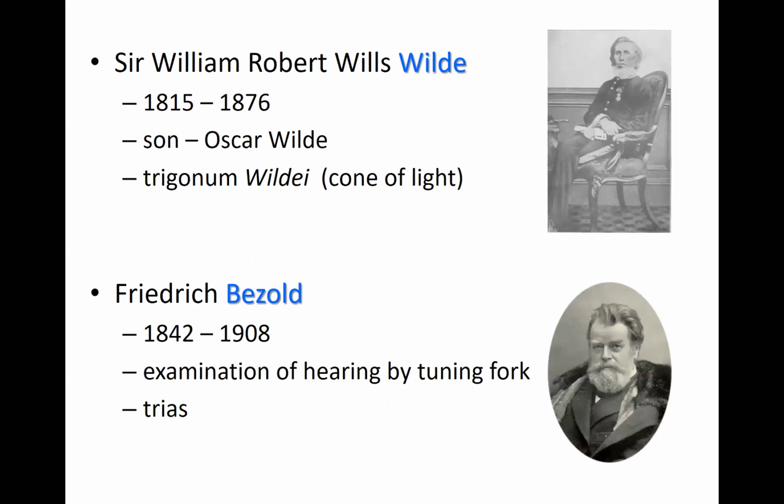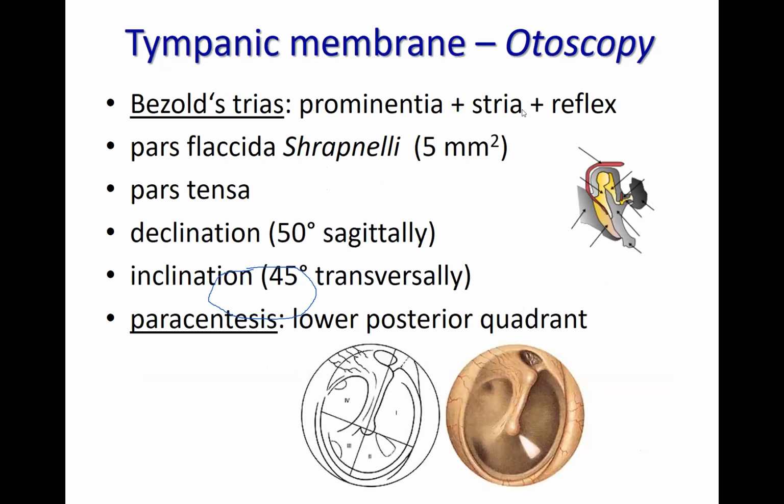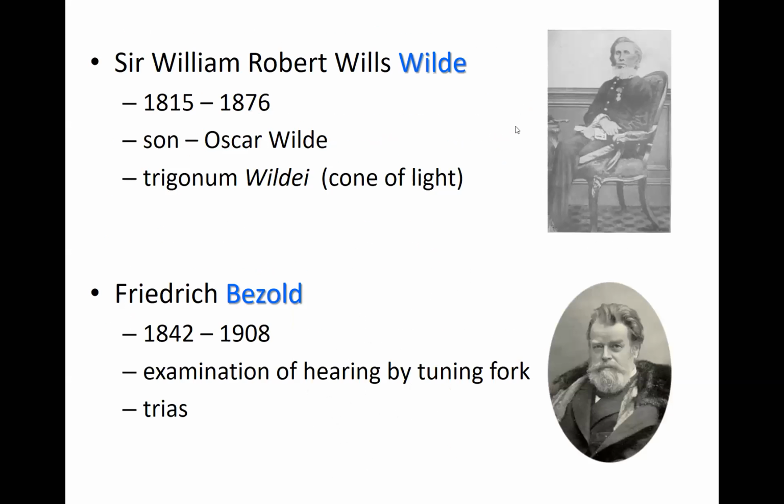Here are just two guys to show you. Betzold, who described during the examination, and I'll come back here. He described three structures, reflex, stria, and prominence, which are the most striking structures. Yeah, that's Betzold. And Wilde, he described the light reflex. And what is interesting, he was the son of Oscar Wilde. Even though Oscar Wilde was homosexual, he got a son.